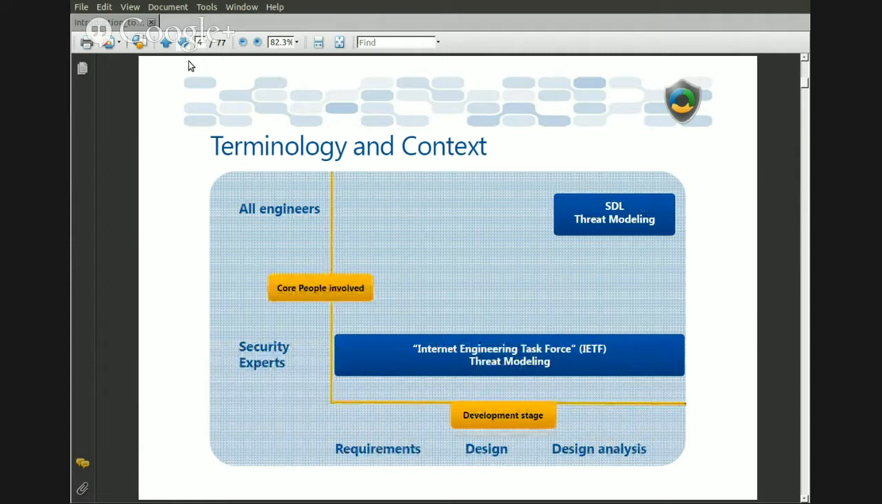All right, so here it's talking about terminology and context. Basically, it's talking about what security experts say, and then you have requirements, design, and design analysis. This is pretty cool because in terms of development stages, it's the same stuff that you are doing now. You have your requirements, you'll go into design, and then after you do your design, you'll have your design analysis.